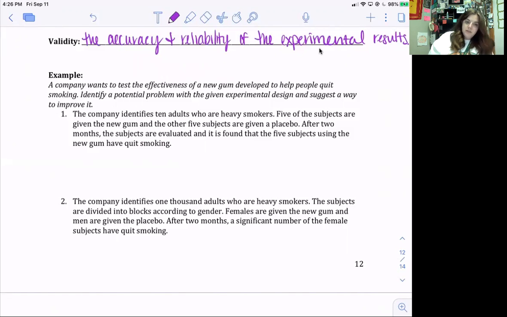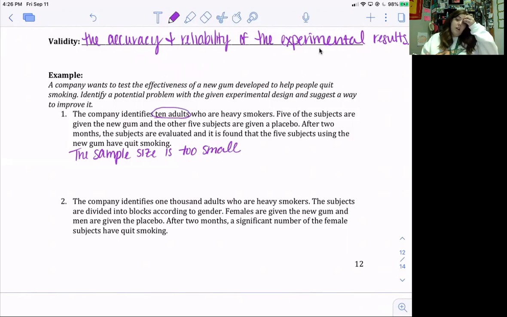So the issue here is the sample size is too small, because we're only looking at 10 adults. Okay. So it's too small, so we're unable to validate the results. Okay, so a way to improve it is simply just increase the sample size.